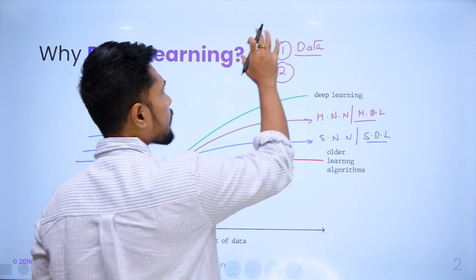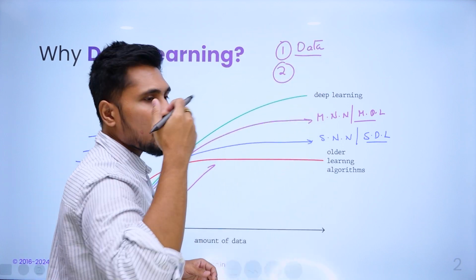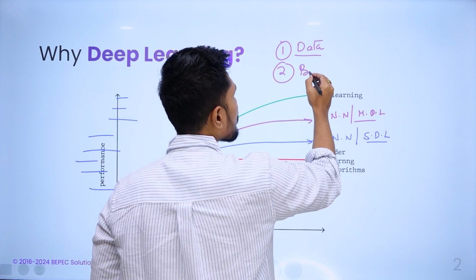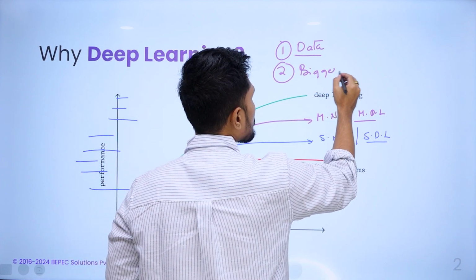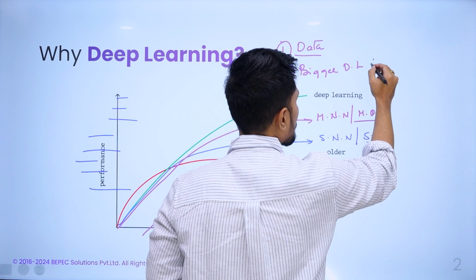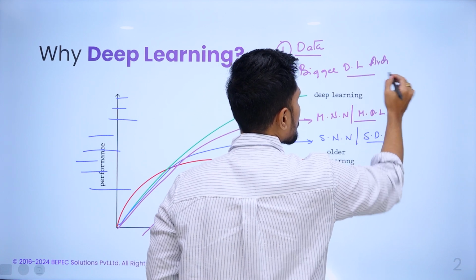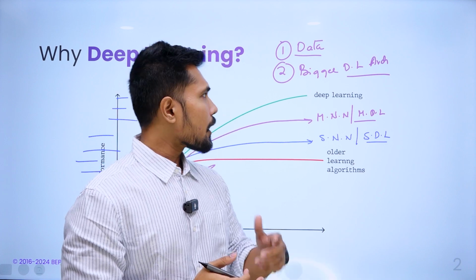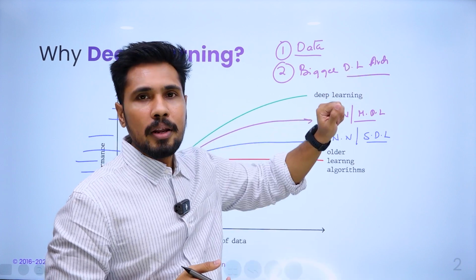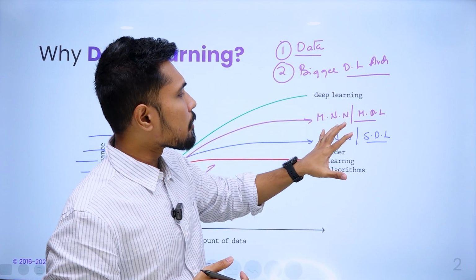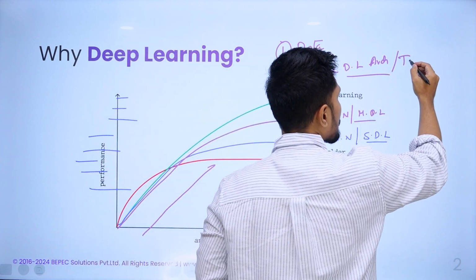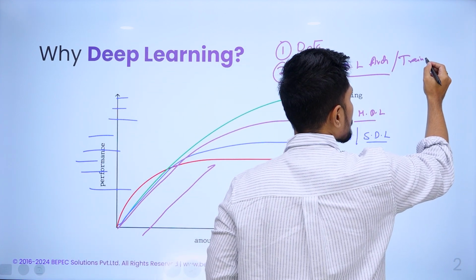Now, as we collect more data, if I want to make my deep learning models more intelligent, I want to build a bigger deep learning architecture. But it's not that easy. I cannot just go and build a bigger deep learning architecture. If I want to build a bigger deep learning architecture, the training time increases. So what exactly is increasing? The training time is increasing.